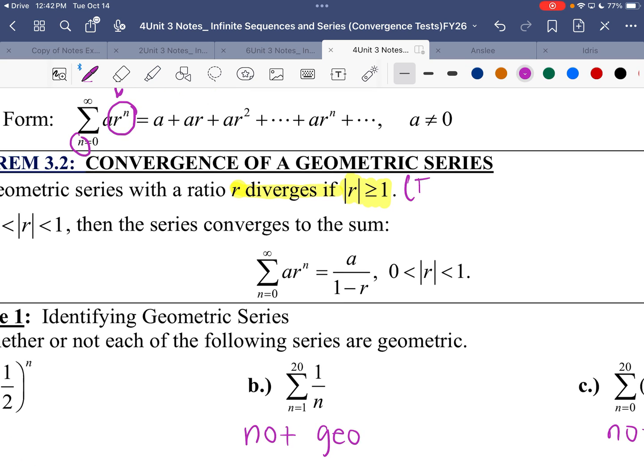So we are thinking about R. Remember, geometrics are like the same thing as exponential. Think about exponential growth. So as n is going to infinity, the terms would get bigger and bigger and bigger. So it would be diverging.